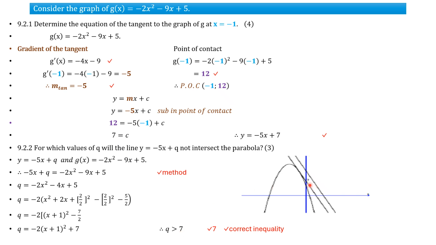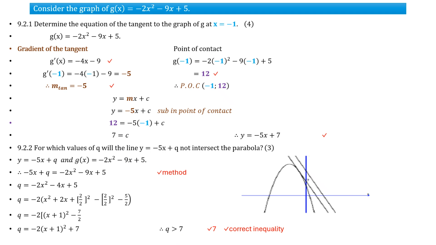Right, so if it's 7 where they're touching, I can't move the graph by saying less than, because I'm going to bring it into the graph. I want it not to intersect, so I have to move it to the right. Therefore q must be greater than 7, because the point of contact would be at 7. Then 1 mark for 7, 1 mark for my inequality saying greater than.